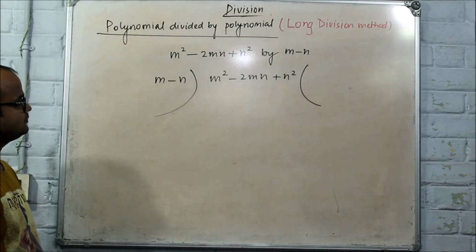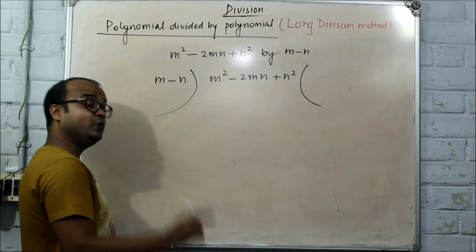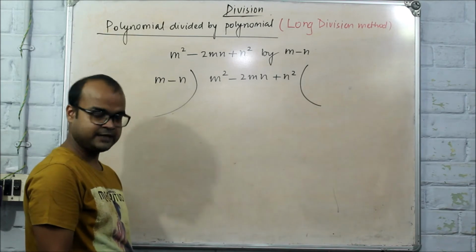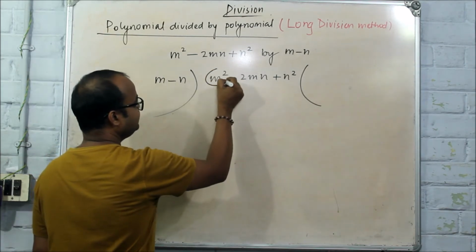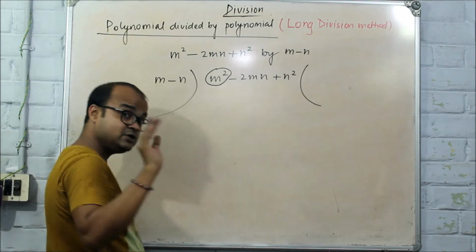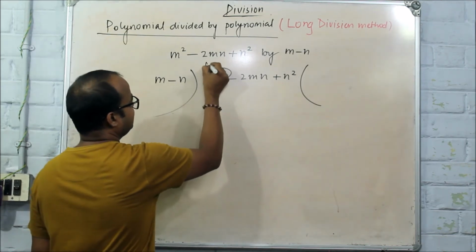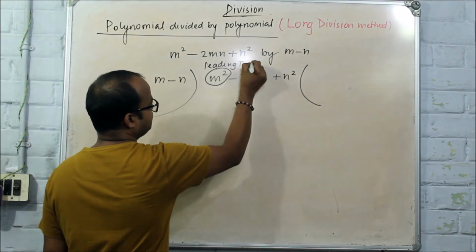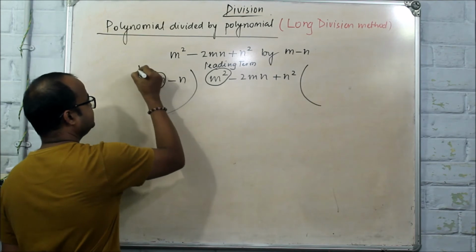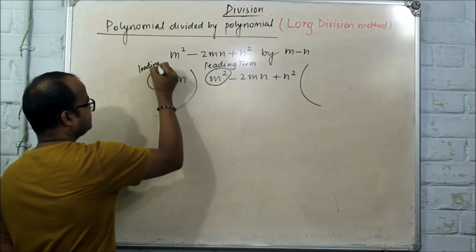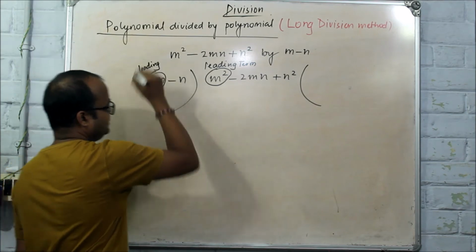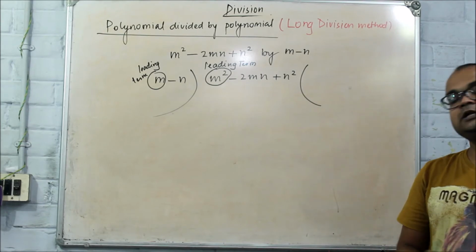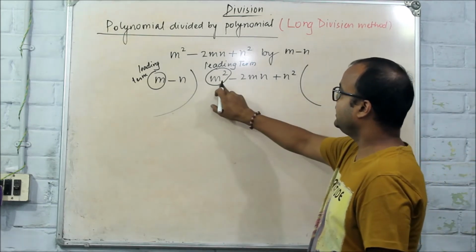Clear? This step is it. Now what is the leading term of this polynomial? m square. See, for your convenience I am writing. Once you are solving it, no need to write. So this is the leading term, and this is the leading term here. So we identify the leading term.